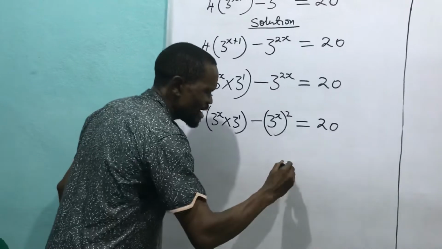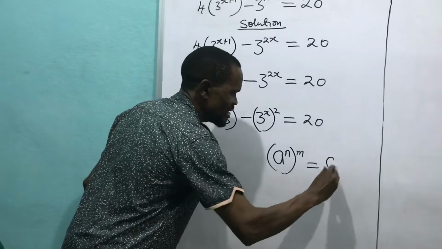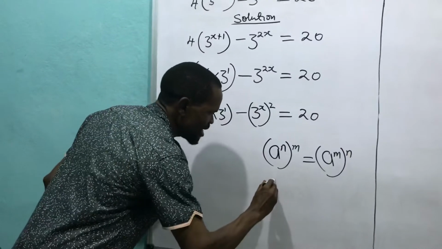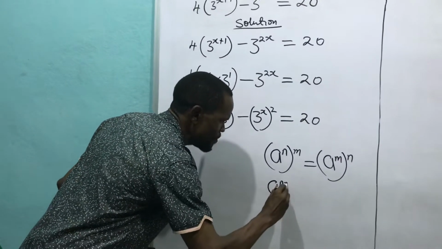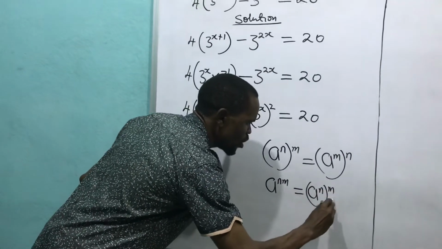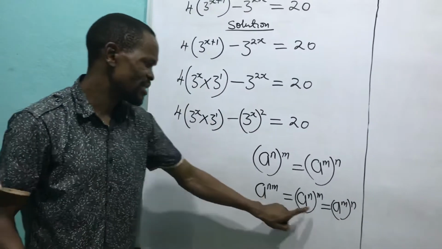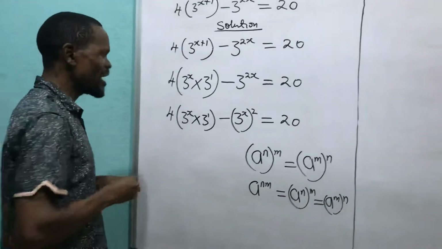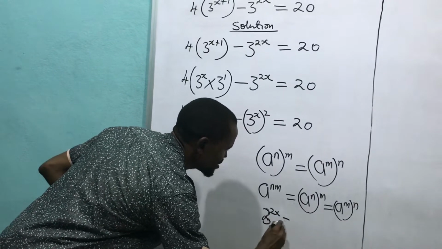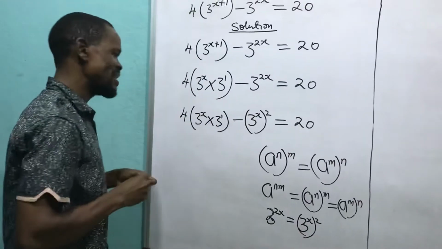Do you know what I did here? Remember our power law: a raised to power m, all raised to power n, is the same thing as a raised to power m times n. So a raised to power m into n can be stated this way or this way. Therefore, 3 raised to power 2x, I can state as 3 raised to power x, all raised to power 2. So that's what I did here.